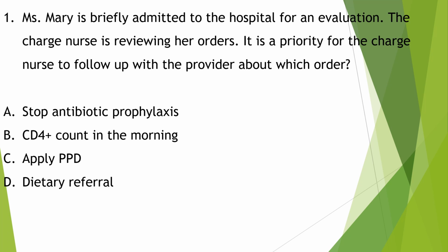So of course you know that the CD4 plus count, if it is less than 200 and the patient doesn't have any renal and liver problems at that time, of course we can go for an antibiotic, especially if the patient is not allergic to sulfa. Bactrim is a recommended prophylaxis, so we should not stop the antibiotic. CD4 plus counts in the morning should be checked, and also for TB the PPD should be tested and dietary referrals should be done.